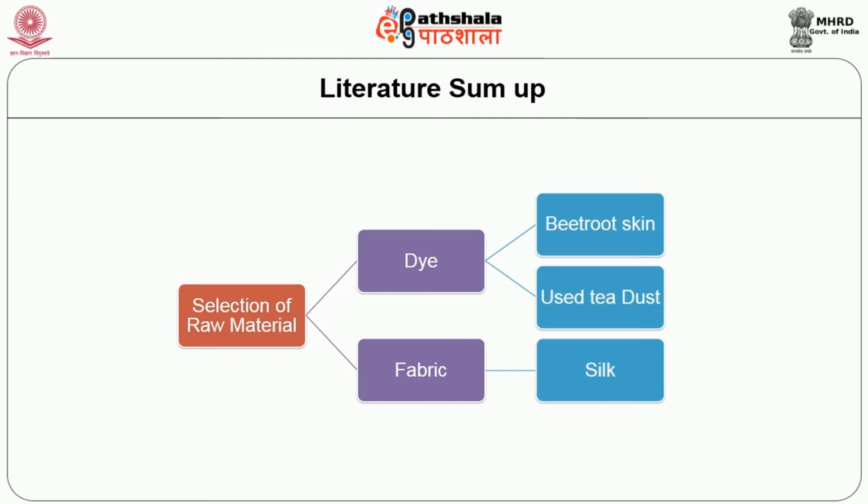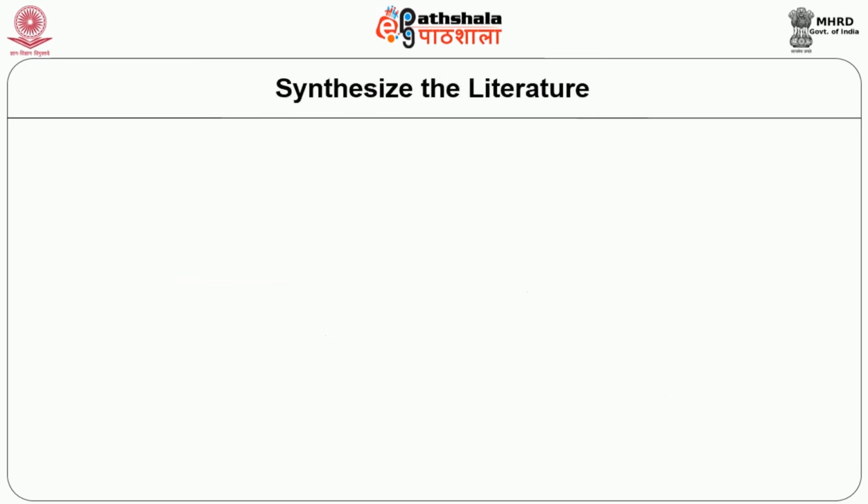Herein a flowchart is given wherein the main concept is dyeing, and under dyeing we have selection of sources, which includes selection of raw materials like dyes and fabric. Under dyes we can select natural dye and synthetic dye, wherein the study can establish a comparison between both. Under selection of fabric, we can select different types of fabrics or blend. In this example, I have quoted silk. Now we shall move on to the next step, reviewing a literature.